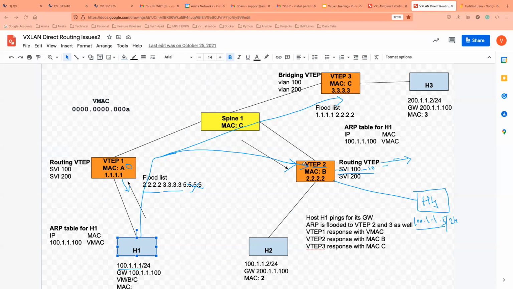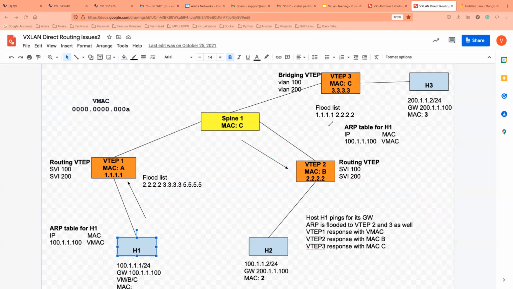So basically what it will do is decapsulate the packet. It will check that the destination IP is not my IP, so I don't have to reply back. This rule will not come into place. It will decapsulate the packet, and because it's an ARP request, it will flood it out on that VLAN. H4 will receive that and it will reply back. Good that you asked this question for clarification.